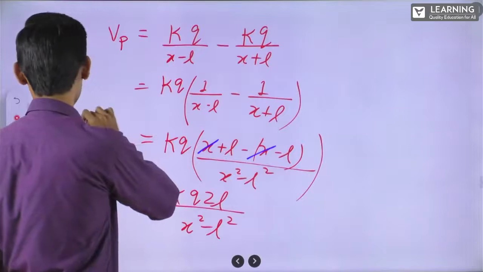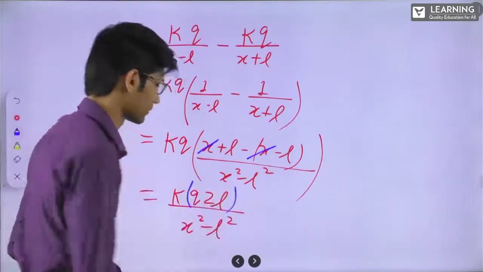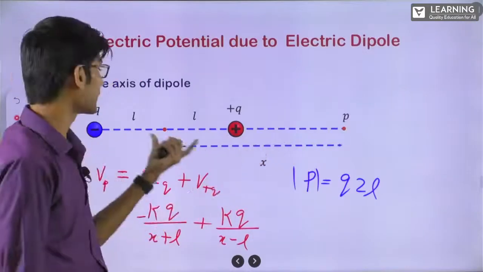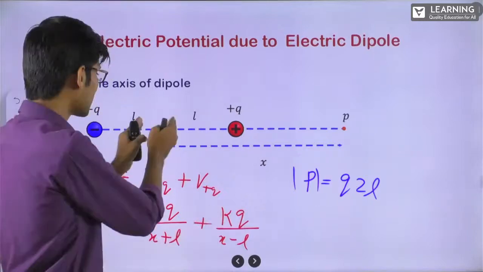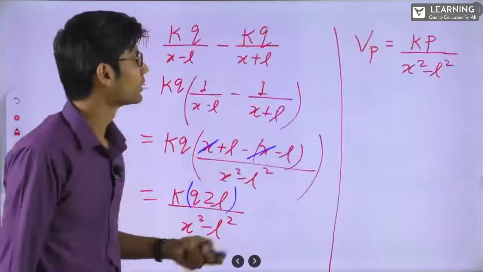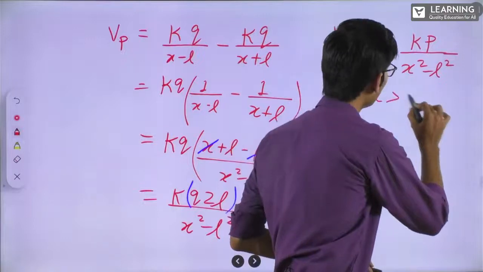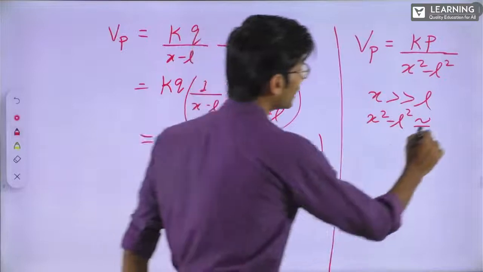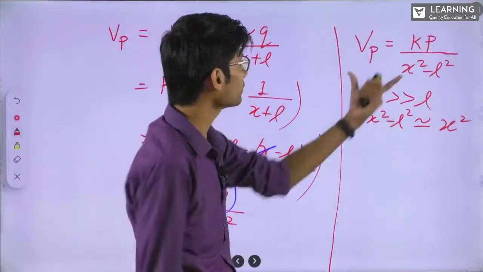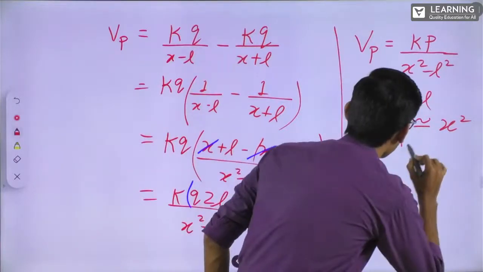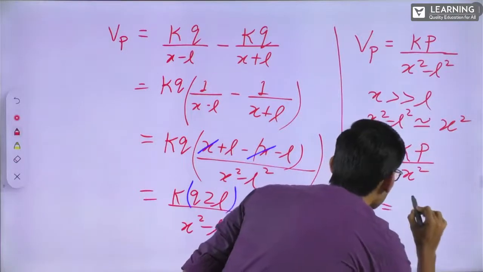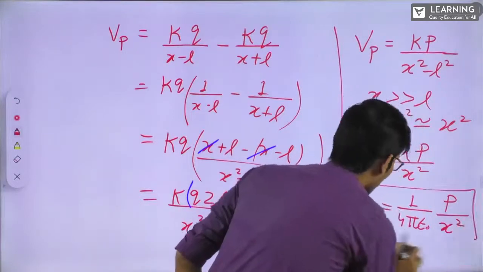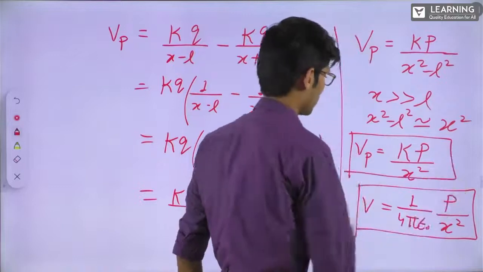Now, can you see the dipole moment here? Q into 2L. Here, the distance between the two charges is 2L, so the dipole moment will be Q into 2L. Here x is very, very much greater than L. Why? Because this distance is very small. It will be in micrometers and x will be in millimeters or centimeters. So x is very, very much greater than L, and x square minus L square is nearly equal to x square. So Vp is equal to kp upon x square, or we can say V at point P is equal to 1 upon 4 pi epsilon naught, p upon x square. Remember this one. Both are the same anyway.